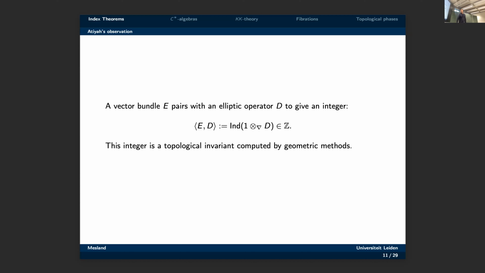So yeah, this is back to the pairing idea. Vector bundles pair with elliptic operators, and they give you integers. And these integers are topological invariants, but you compute them by geometric methods. That's what makes it computable.